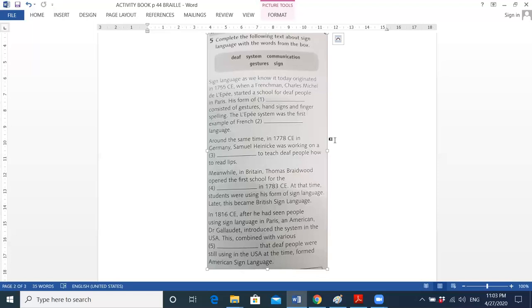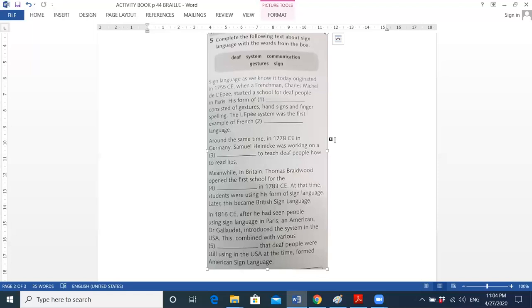Okay, moving on. Around the same time in 1778, in Germany, Samuel Heinicke was working on a blank to teach deaf people how to read lips. What is a good word for this blank? He was working on a system. Okay, meanwhile, in Britain, Thomas Braidwood opened the first school for the, all of this is about deaf people. So this is a school for the deaf in 1783. At that time, students were using his form of sign language. Later, this became British Sign Language.